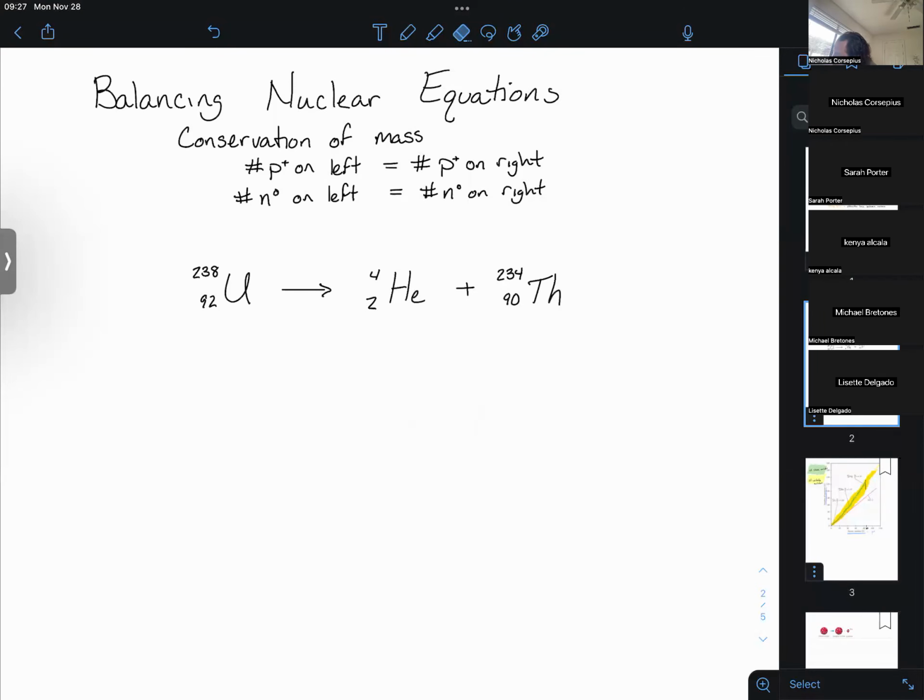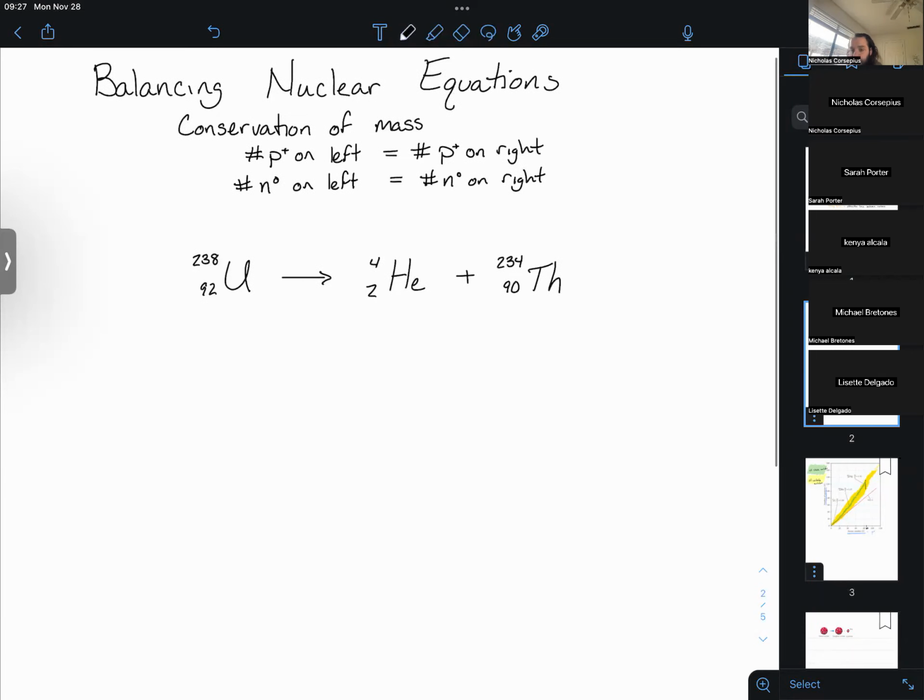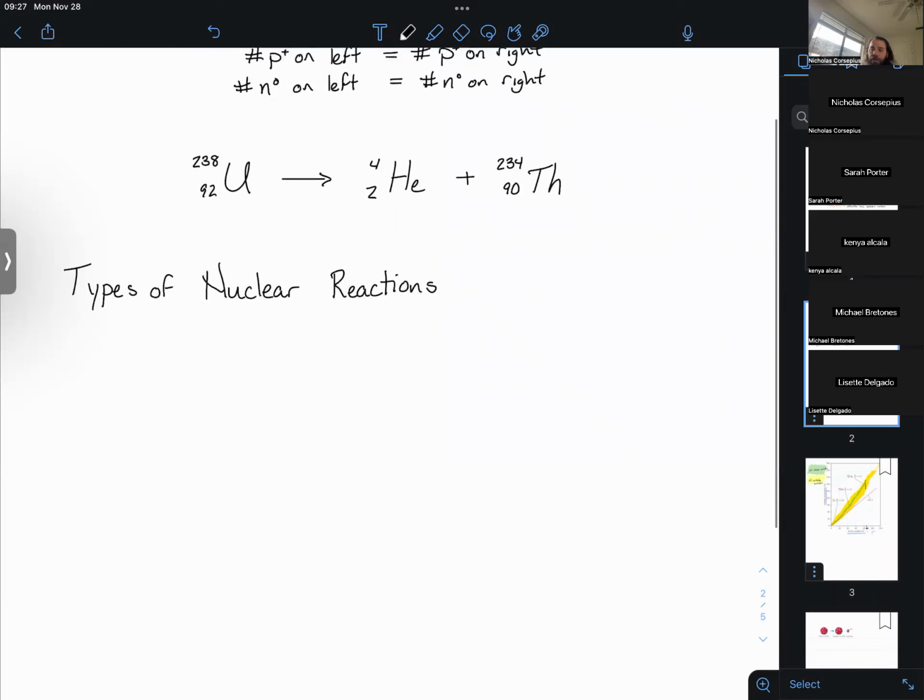Make some room here. Now we're going to talk about the types of nuclear reactions. It turns out that if you look at nuclear chemistry, you see the same sort of 5 patterns over and over again. There are certain modes in which these nuclear reactions will occur. And so we're going to talk about those categories now.